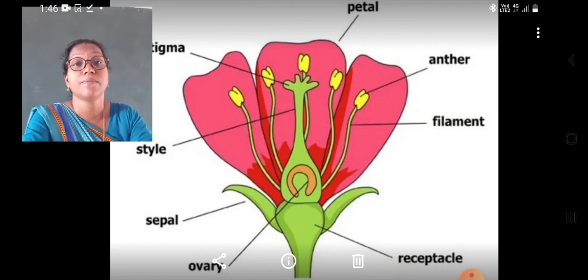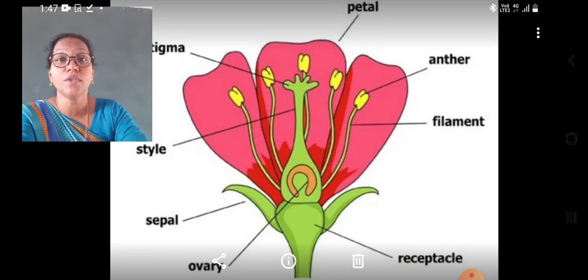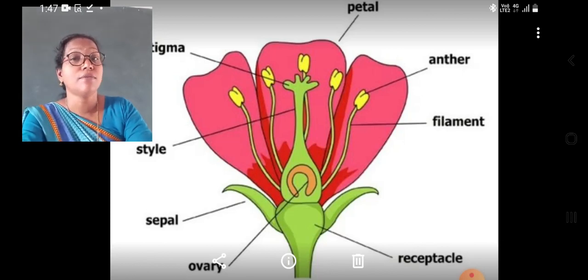Now students, the male part of the flower, that is called the stamen. A stamen consists of a small structure that is called the anther. Anther is attached to a fiber-like stalk that is attached to the flower, that is called the filament. We can say that the stamen contains anther and filament. In the anther, pollen grains are found.